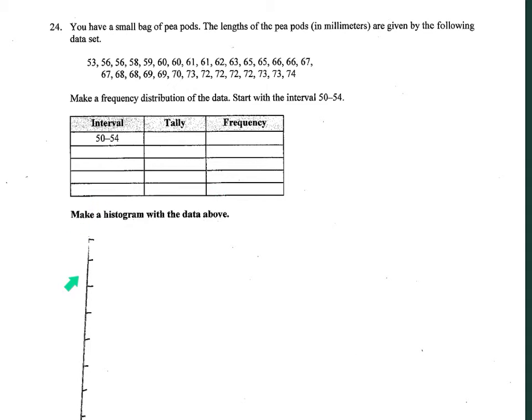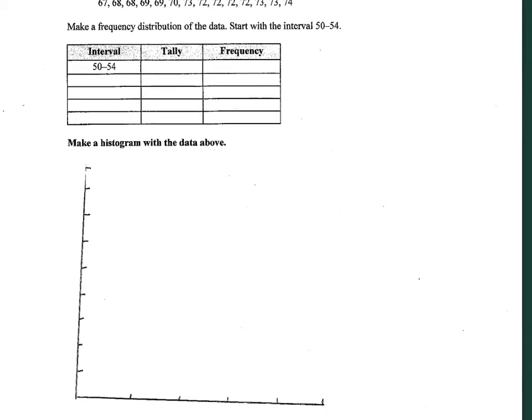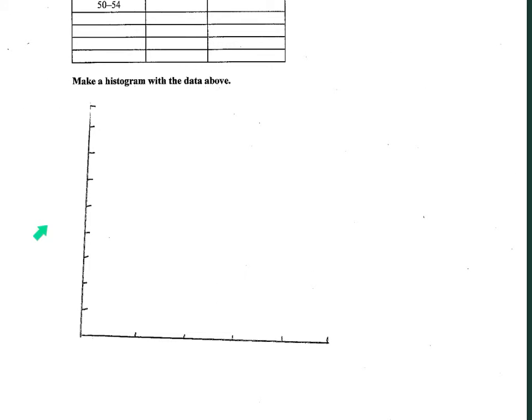Then down below, you need to make a histogram with all this information. Okay? Make sure, too, that you label your X and Y axis, and make sure you give them a unit of measure.